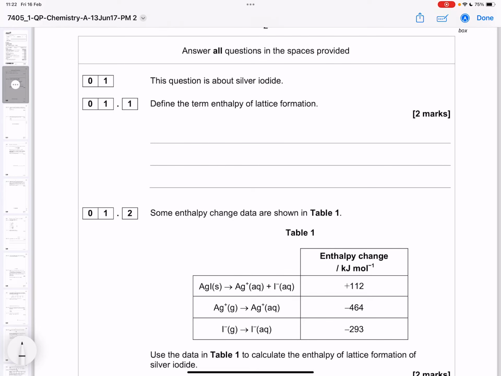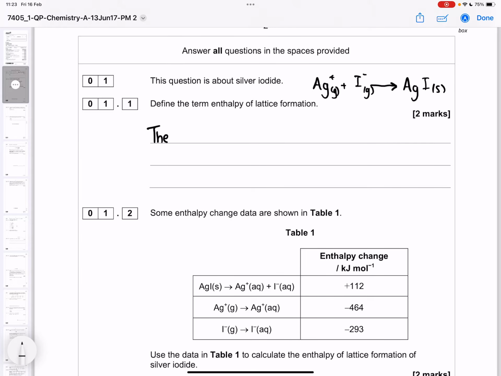This question is about silver iodide, and it starts by asking us to define the term enthalpy of lattice formation. So lattice formation, for silver iodide, is when we're trying to form the silver iodide lattice, which is the solid ionic crystal, and we're forming it not from elements but from ions, and those ions are in the gaseous state. So we need to write that in words.